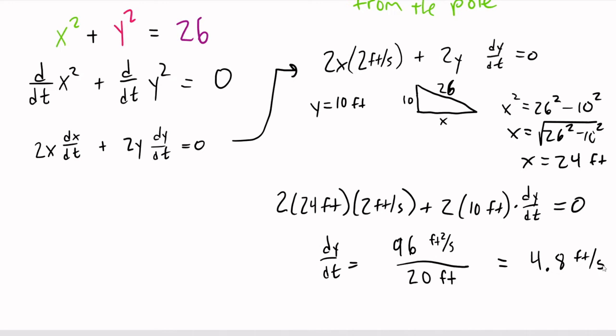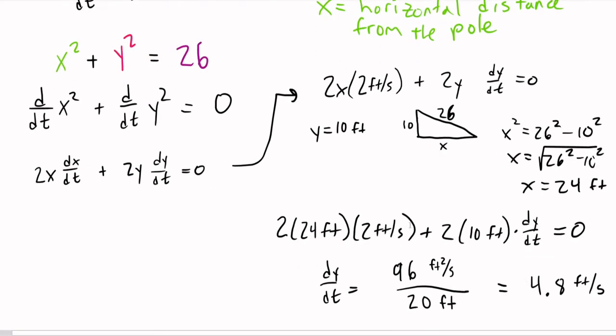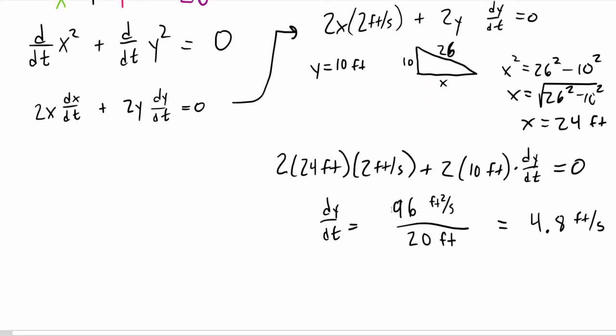Okay. Now, we have to think about this a little bit. So we messed something up, and this is an actual really good mistake to make. I got this 4.8 feet per second. So, okay, that's how it's changing. But wait, we got to think about this.